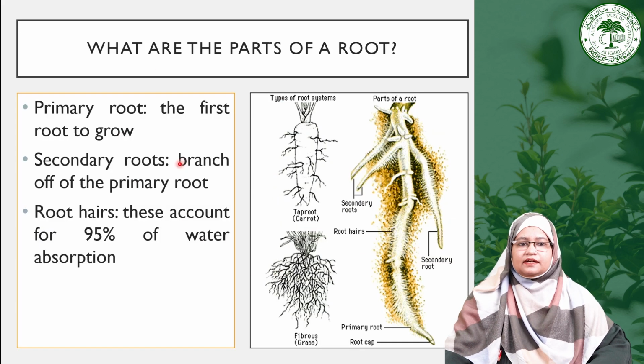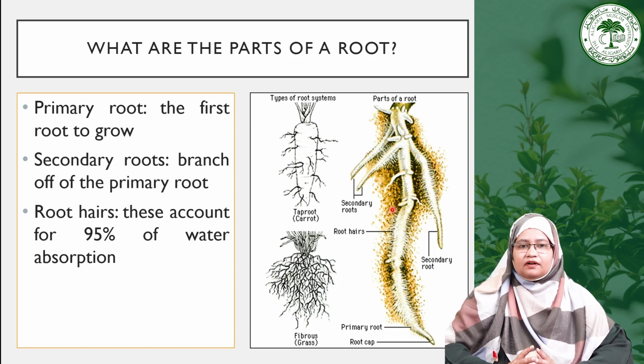So these are the primary roots. As you can see, these are the parts of the root. This one is the primary root, which arises from the radicle, and the branches of this particular root are called secondary roots, and the further branches of the secondary roots are called tertiary roots. At the end you will find lots of root hairs present, and all the absorption of water is done by these root hairs. Approximately 95% of the absorption is done by these root hairs, as you can see here.